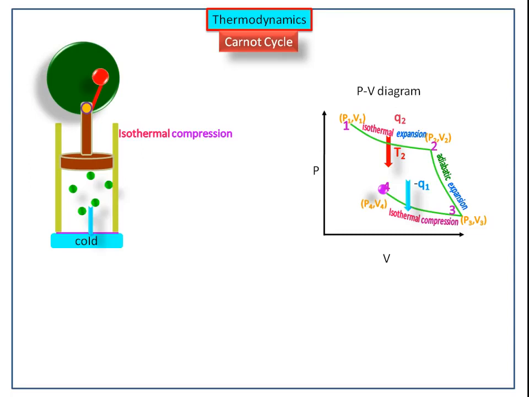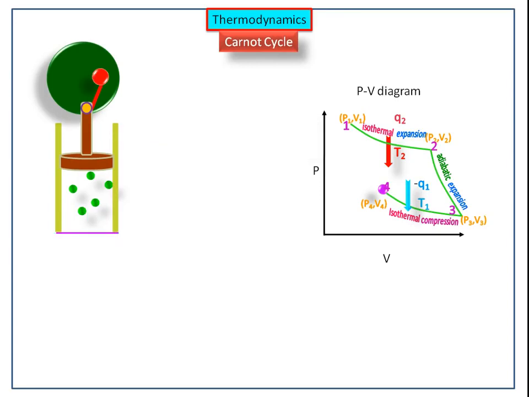Now its position is 4. Here the pressure and volume are P4 and V4. In the isothermal compression, the work done is W3 equal to nRT1 ln V4 by V3. Here the heat is rejected from the system, so it is represented as minus Q1 at temperature T1.